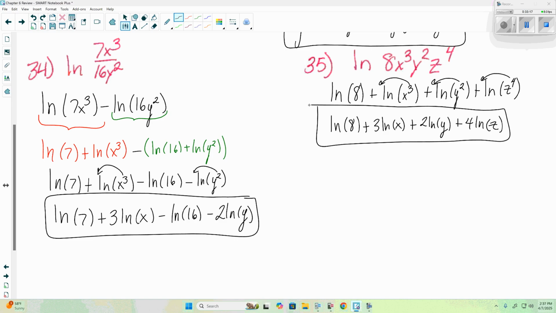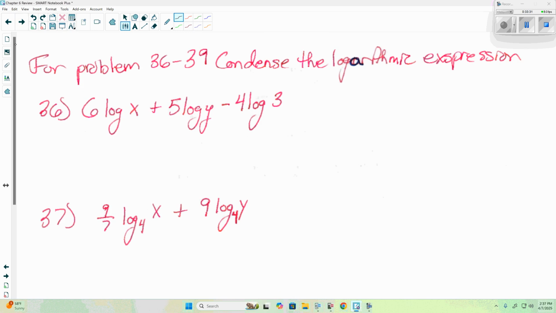Questions on this here? We're ready for the last two problems on part one. Last two problems on part one are to condense. We're going the other direction.